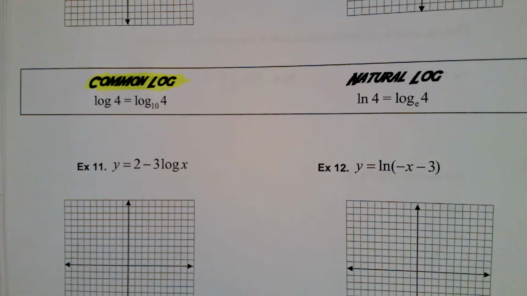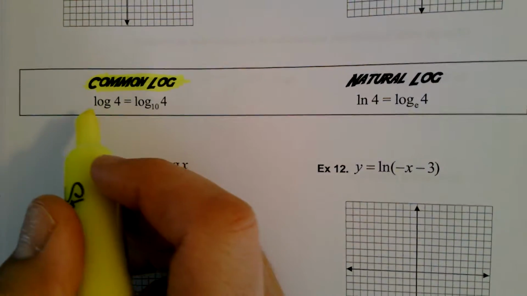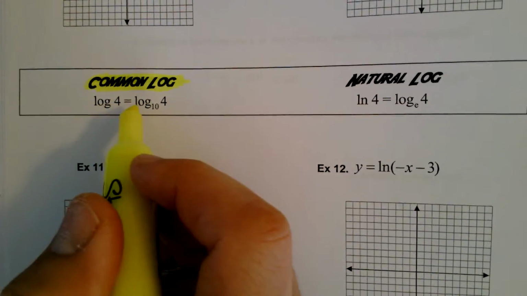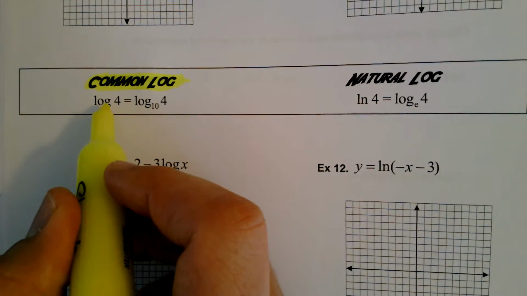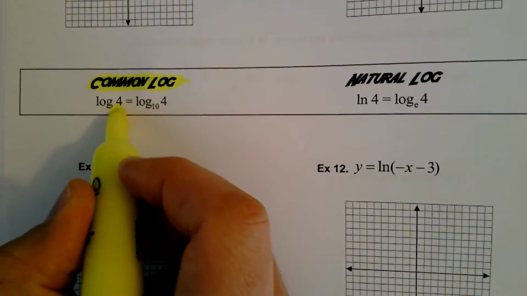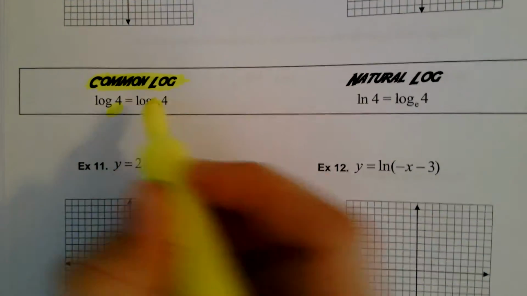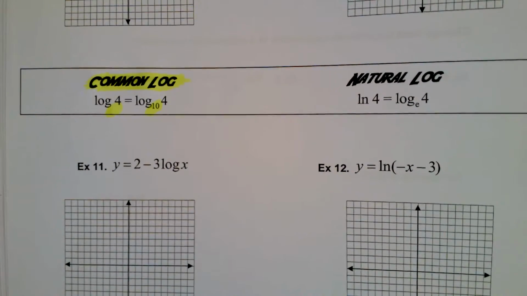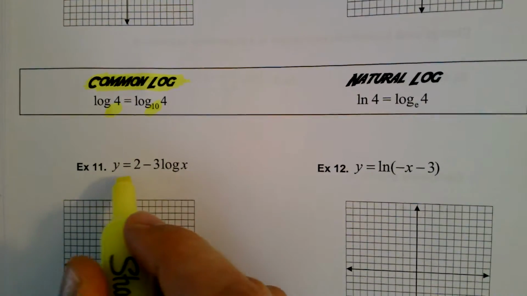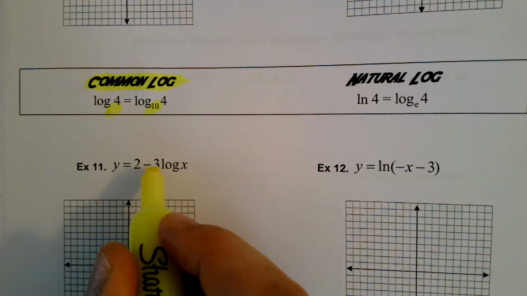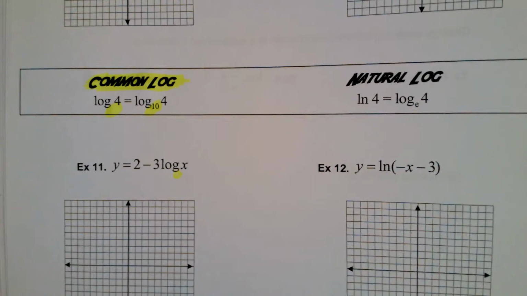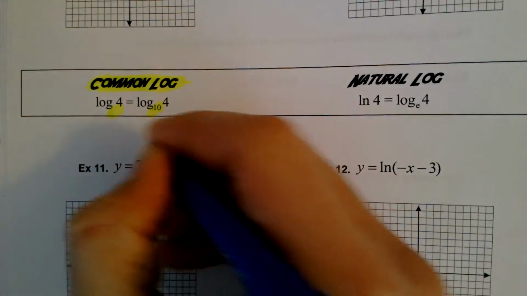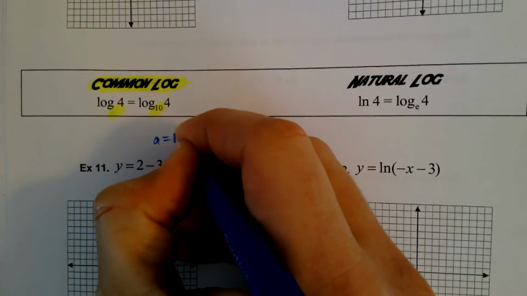The first one's called a common log. This is, again, one of the logs we commonly use. So us math guys, we like to write things shorthand. So instead of writing 1x, we just write x, right? Well, if I write a log of 4, if I don't see a number right there for the base, then I need to know that the base is 10, okay? So if we run into example 11, something like this, I've got y equals 2 minus 3 log of x. There's no number there. Well, I should know, again, that base value is a 10. So a would be 10 there. That's called a common log.